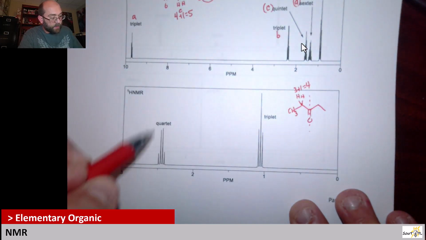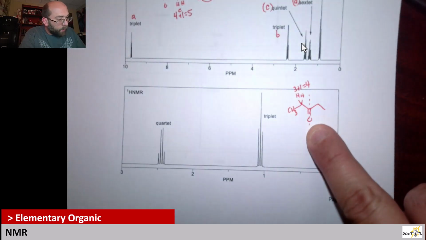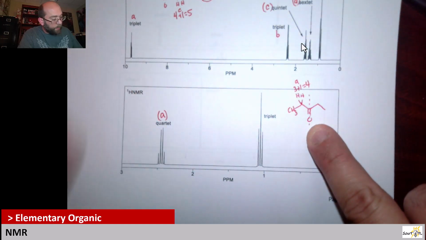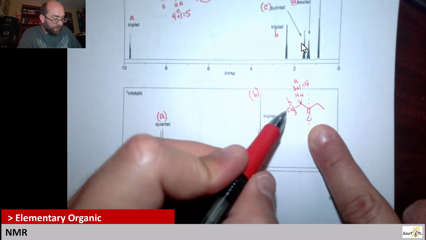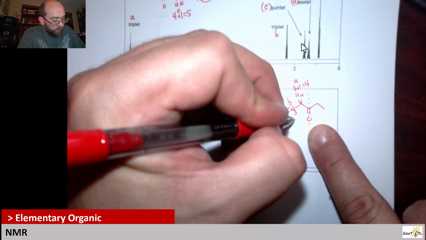That makes sense because those hydrogens are closest to the carbonyl. So what did I label those? I labeled those as A. So the A hydrogens would be my quartet. That would mean my B hydrogens have to be my triplet. Does it match though? These 3 have 2 neighbors, so 2 plus 1 gives me that triplet.